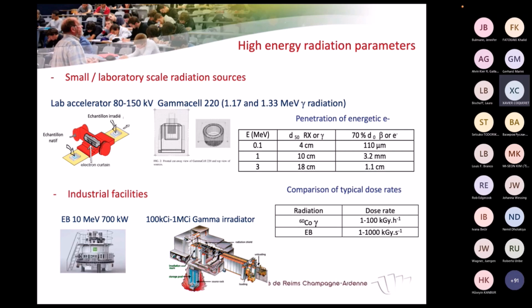Another main difference between industrial electron accelerators and industrial cobalt irradiators is the dose rate. I mean the dose deposited in matter per unit time. And we clearly see on the right-hand side that for electron beam, the dose rate can go up to hundreds of kilograys per second, whereas with the cobalt 60 irradiator, this is several orders of magnitude lower, with dose rates in the range of 1 to 100 kilograys per hour this time.